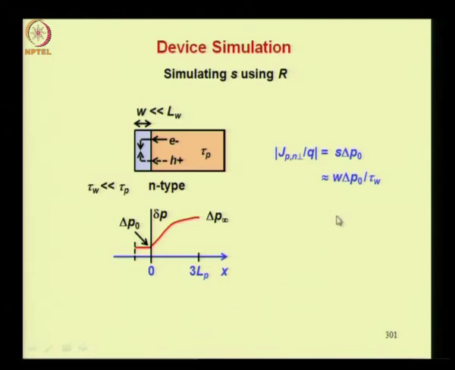So now we can write that the current divided by Q, that is the flux, is equal to W, that is the width of this region, into delta P naught divided by tau W. Now this is actually the recombination shown by these arrows here. So the flux that is represented by these electron and hole arrows perpendicular to the surface here is the same as the recombination taking place here, taking into account the dimensions properly.